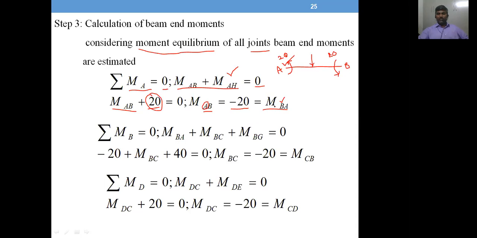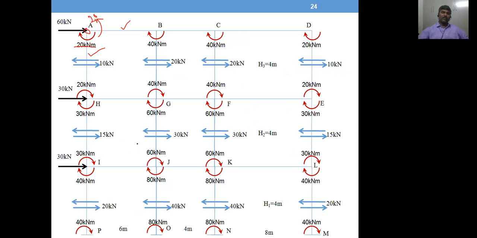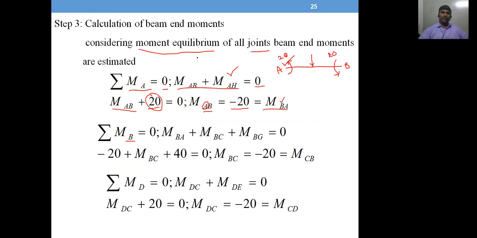Next let's go to joint B. Let's see in the diagram what is there. B is a joint, now taken. You have three members joining there: two beams and one column. The column moment is already known. BG is the column, BA is a beam, and BC is another beam. So you write the equation first.